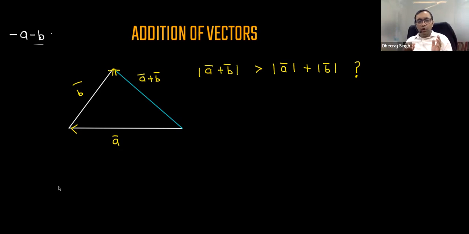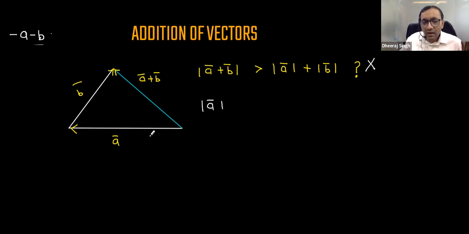Ultimately, magnitude of A plus B is what? Length of A plus B. Magnitude of A is length of A. Magnitude of B is length of B. And it is a triangle ultimately, every time you get a triangle, right? So this can never happen, that any of the sides is greater than the sum of the other two sides. It can never happen, all right? At max, it can become equal.